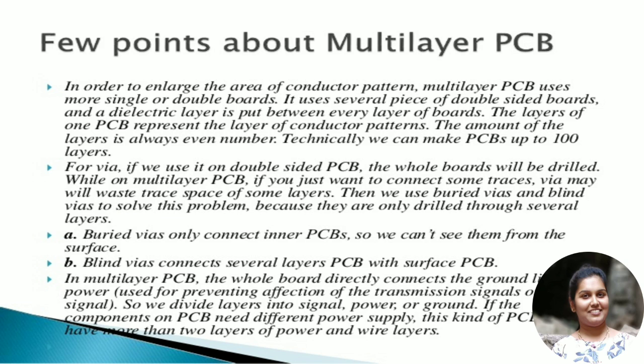A via is nothing but a conducting path between the bottom layer and the top layer. If we use a via on a double-sided PCB, the whole board will be drilled. While on a multi-layer PCB, if you just want to connect some traces, a via will take up some space on some layers. Then we use buried vias and blind vias to solve this problem, because they are only drilled through several layers.